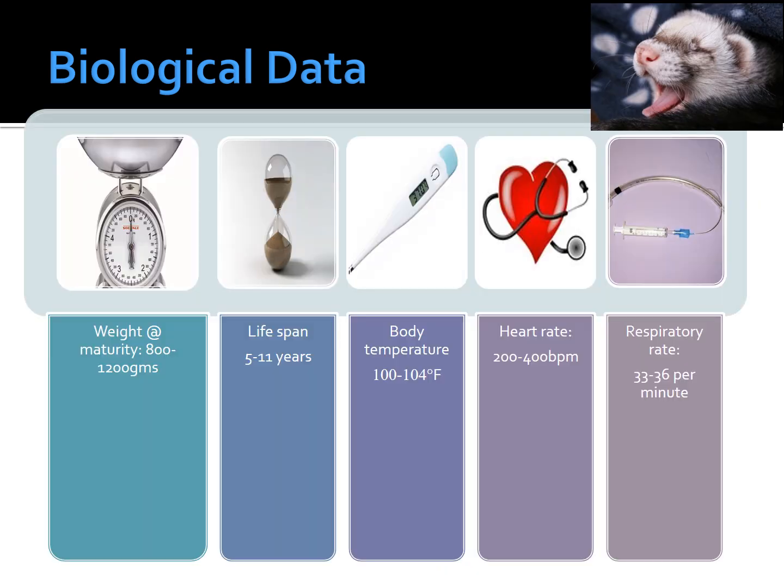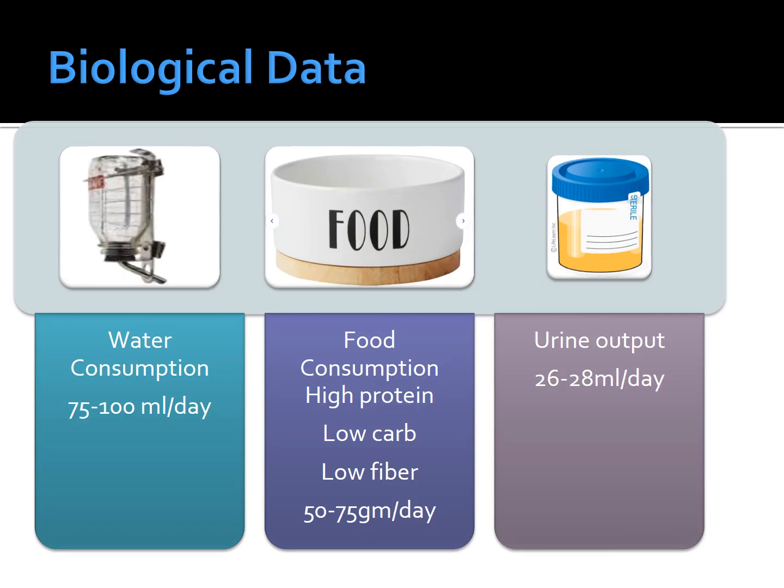Biological data. These are big animals, 800 to 1200 grams. They can live 5 to 11 years. Their body temperature is the highest of the animals that we will talk about, so 100 to 104 degrees. Heart rate, 200 to 400 beats per minute. Respiratory rate is actually a little slower than a lot of the animals at 33 to 36 breaths per minute. They drink a lot, they eat a lot, they pee a lot.